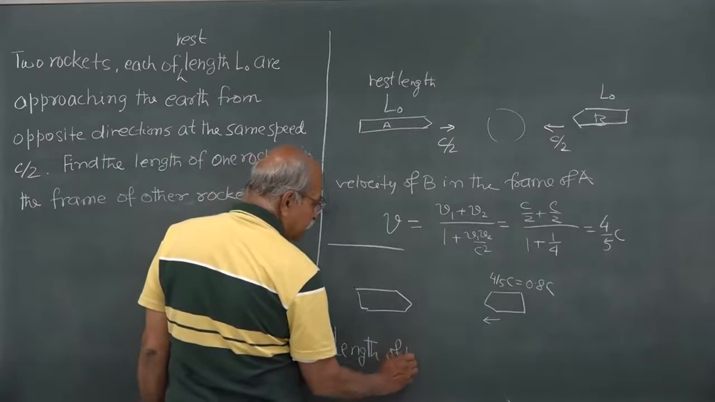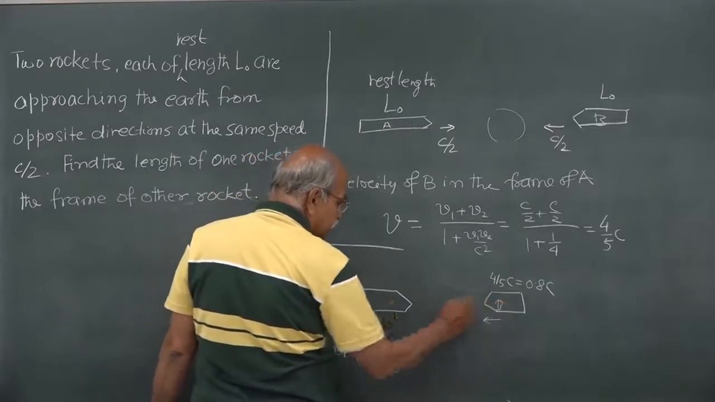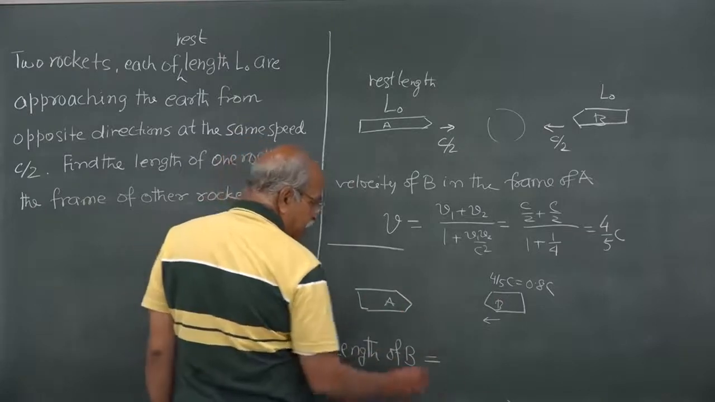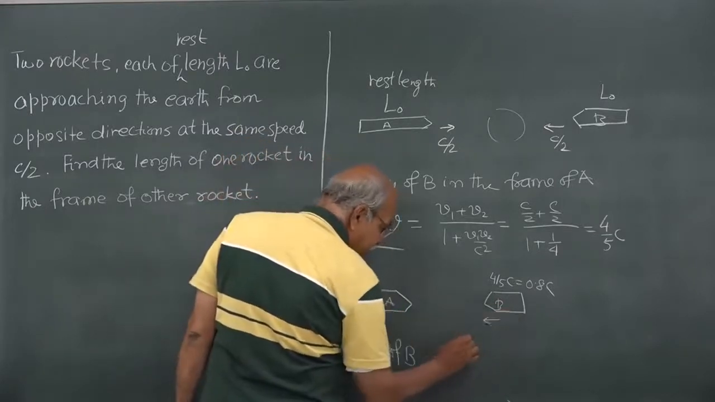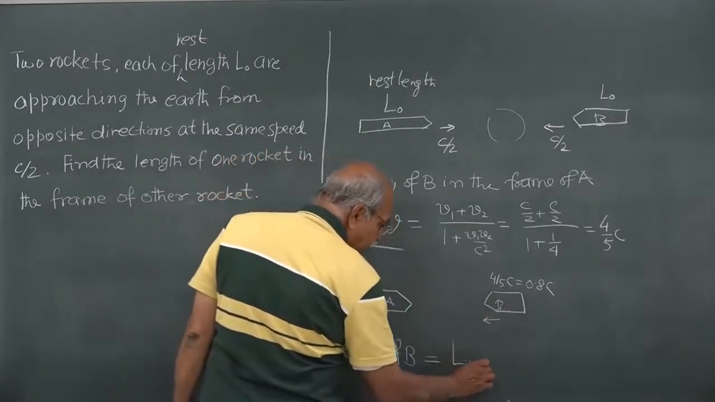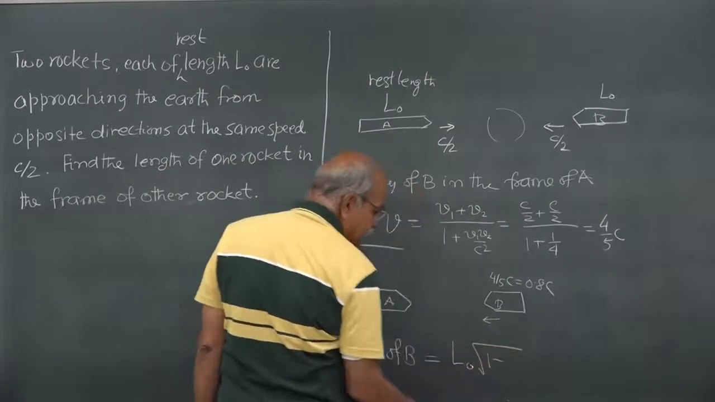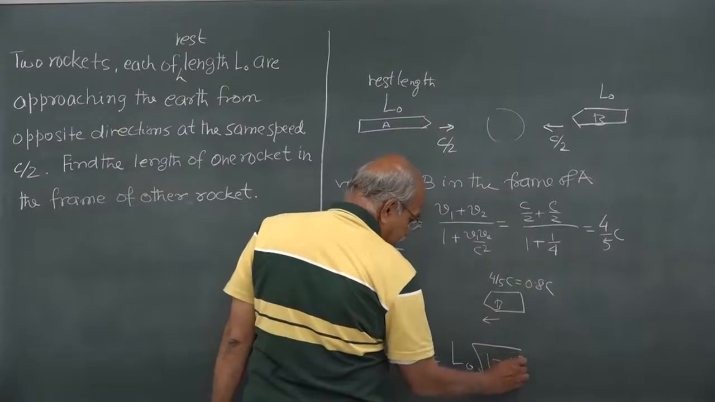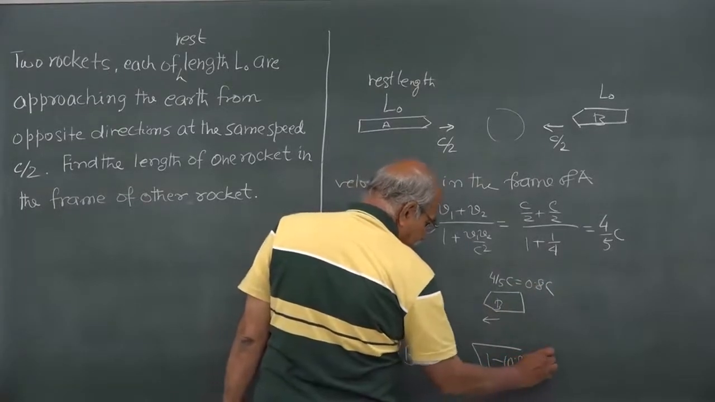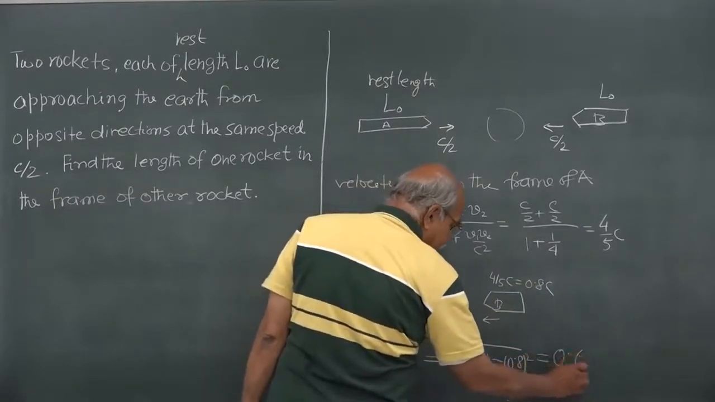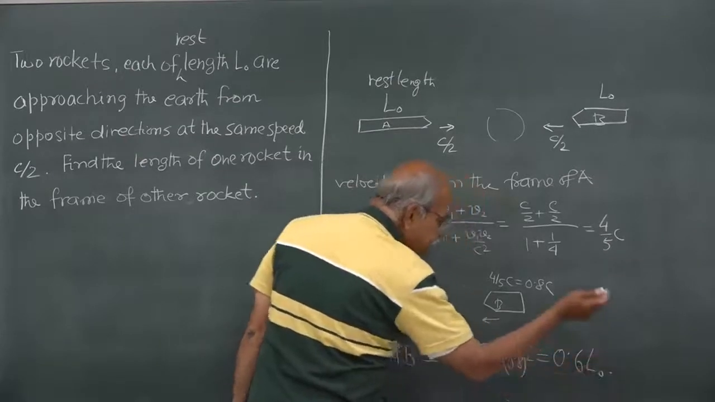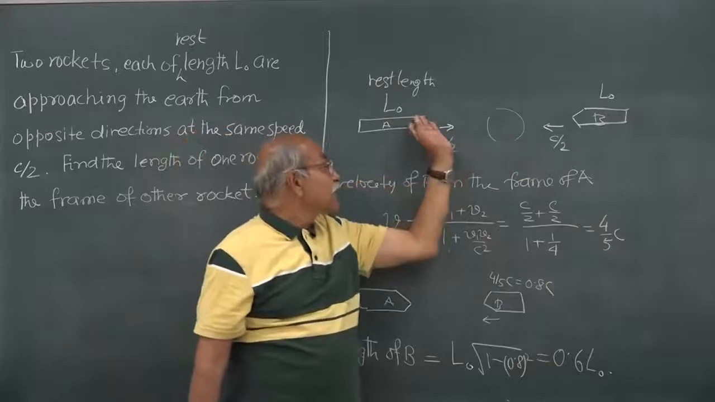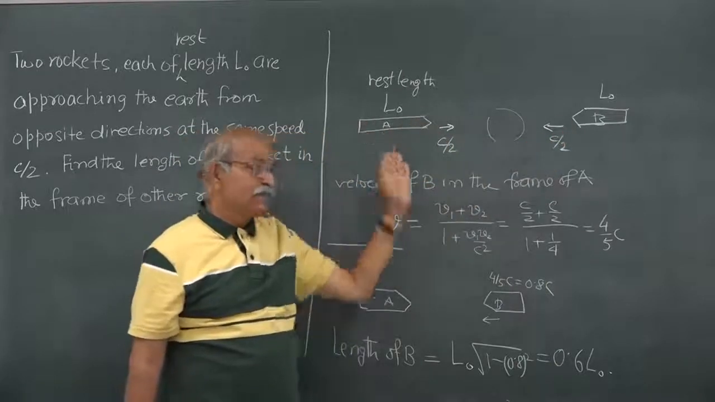Length of B, this is B, is equal to, as in from this A, its rest length, which is L naught, and then contracted by this factor square root of 1 minus V square by c square, that is with this 0.8 square, and that is 0.6 L naught. So, that is the length measured in this frame, length of this rocket measured in this frame.